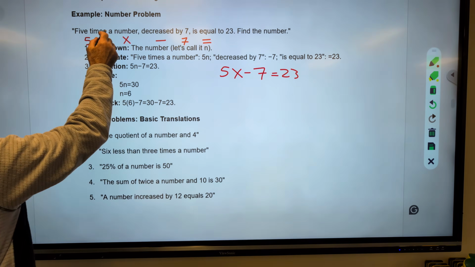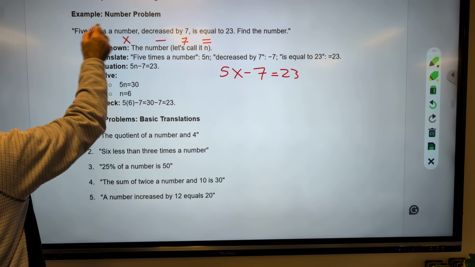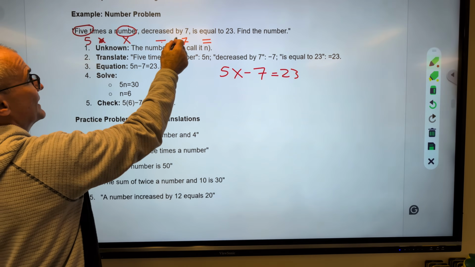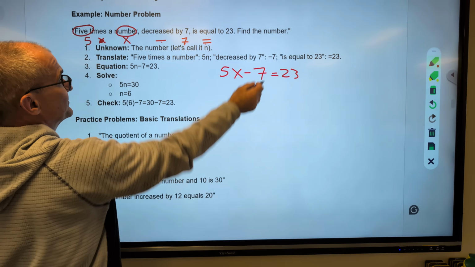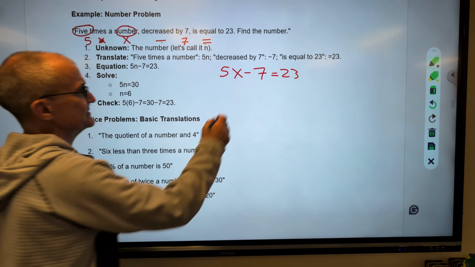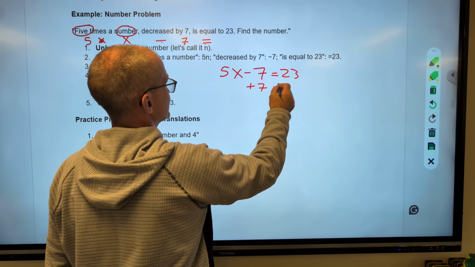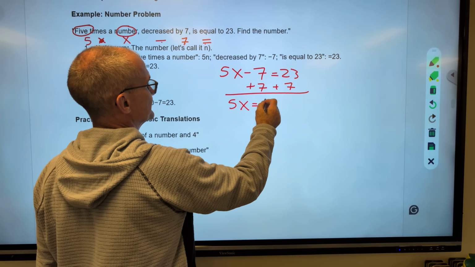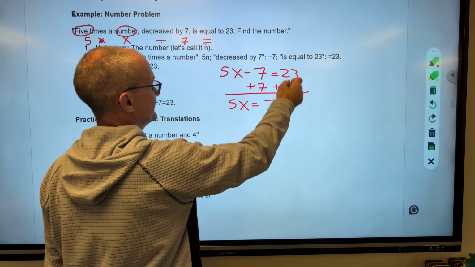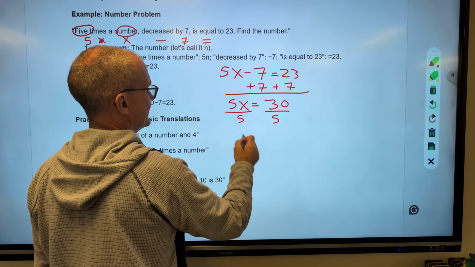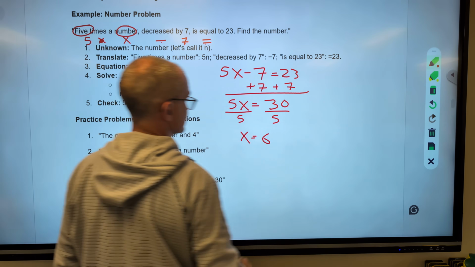So I've kind of highlighted the key words. 5 times a number. Decreased by 7 is 23. So I've created my equation. Now I'm going to solve my equation. I'm going to add 7 to both sides to get 5x by itself. 5x equals 30, 23 and 7. Divide both sides by 5, and x is equal to 6.